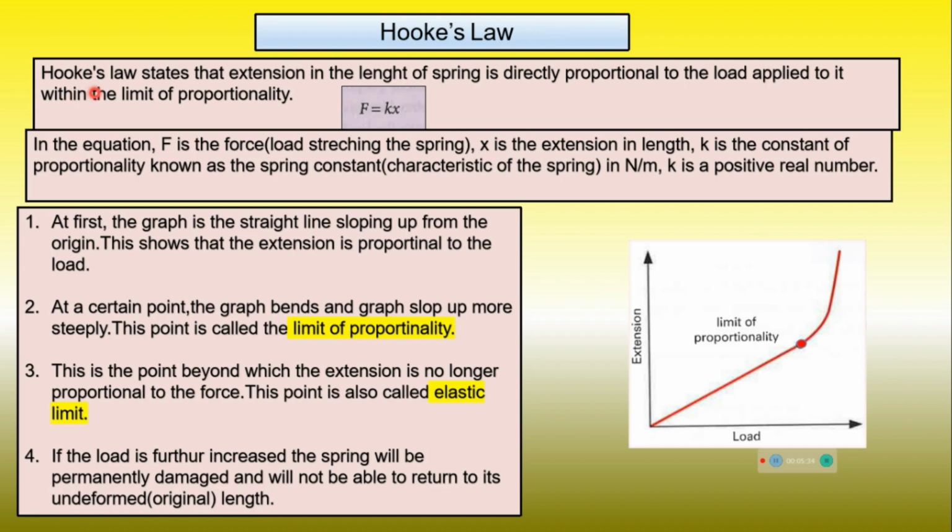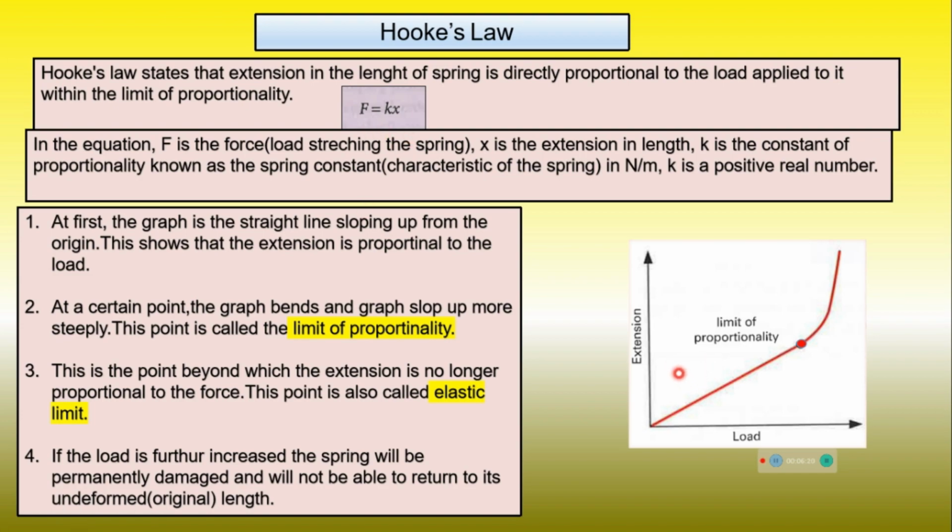Hooke's law. Hooke's law states that the extension in the length of a spring is directly proportional to the load applied to it within the limit of proportionality. F is equal to Kx, where F is the force or load stretching the spring, x is the extension in the length, and K is a force constant. This is known as the proportionality constant. It is the spring constant which determines the characteristics of a spring, and its unit is F by x, meaning Newton per meter. K is a positive real number.